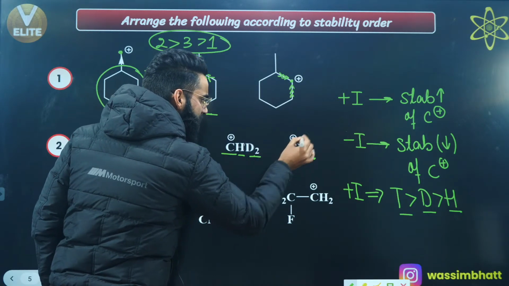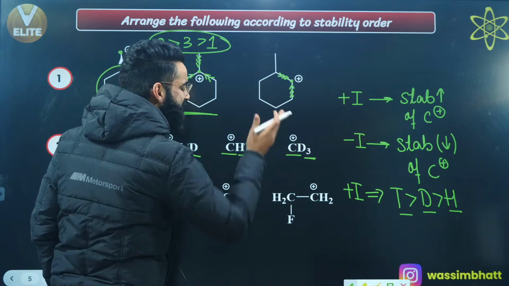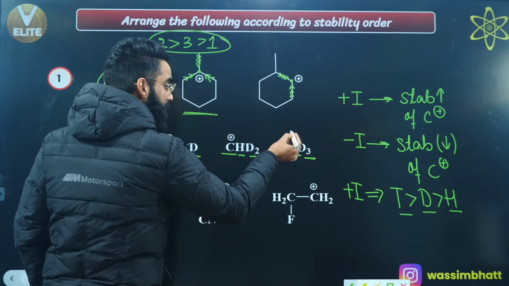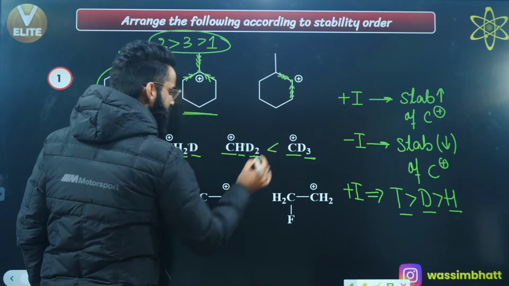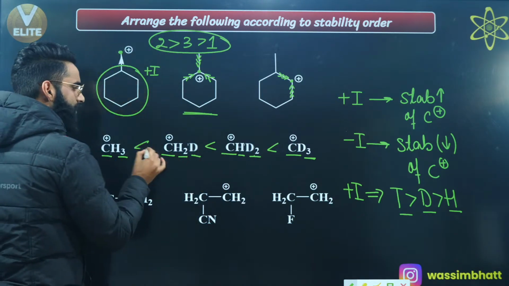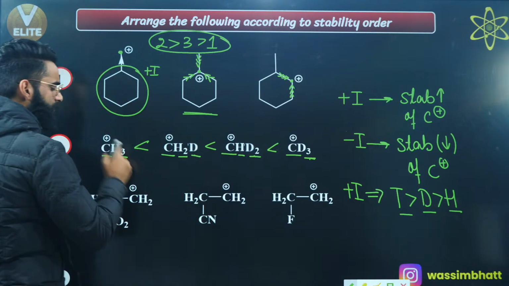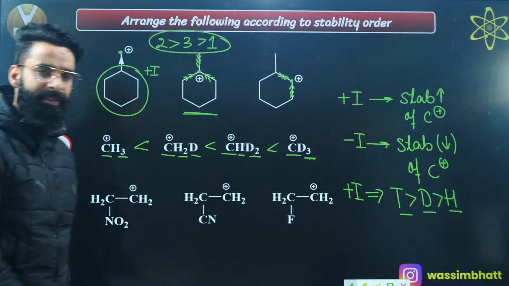Because on the 3 sides of it, you have got 3 deuteriums attached, which are going to send the sigma electrons towards this carbon, and eventually the magnitude of positive charge on this carbon will be least, so its stability is maximum. So this is going to be the stability order. Maximum deuteriums followed by 2 deuteriums, 1 deuterium, no deuterium, right? This is the stability order. Yes, 4, 3, 2, 1, correct?